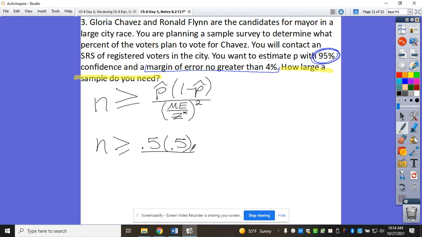What is my margin of error? How do I write that? 0.04. How do I find my z? The blue sheet, 95. So 95% for a z is what? 1.960.